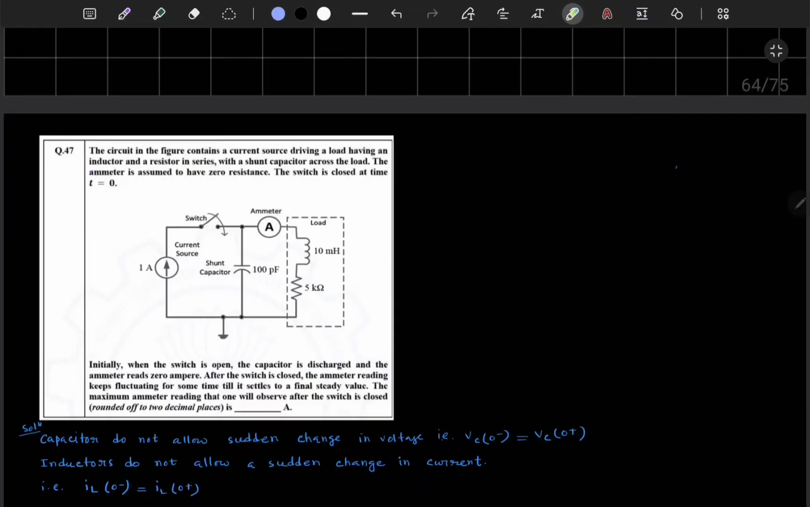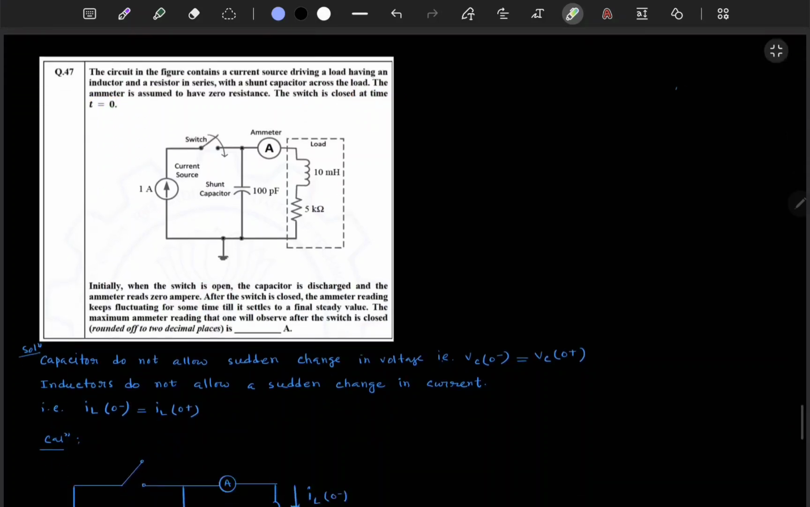Question number 47. The circuit in the figure contains a current source driving a load having an inductor and a resistor in series with a shunt capacitor across the load. The shunt capacitor is there across the load. The ammeter is assumed to have zero resistance. The switch is closed at time t equal to 0.